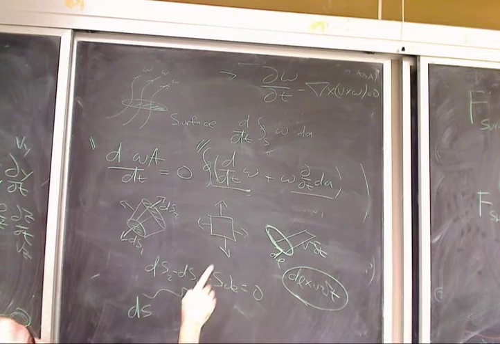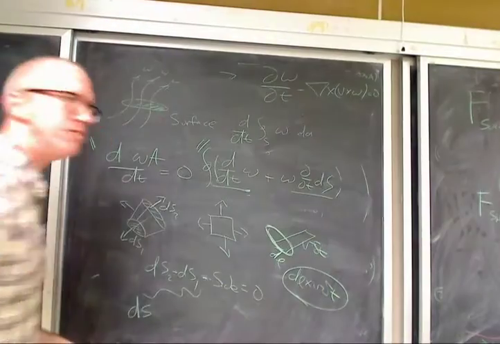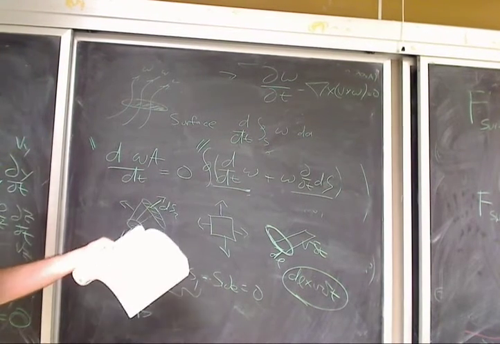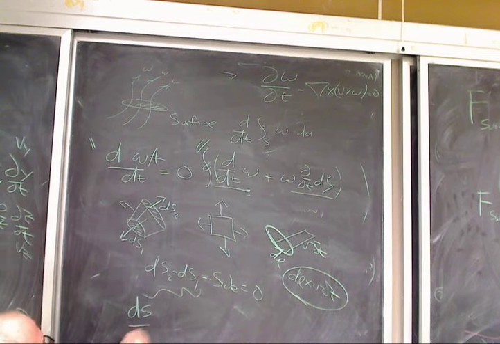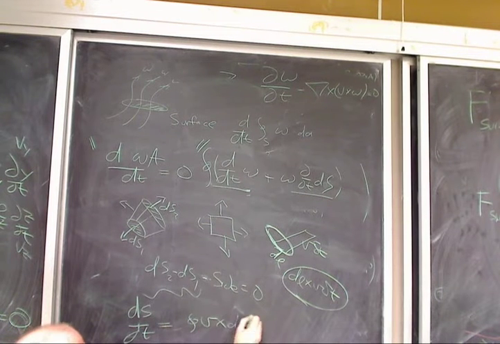dS, oh man, I changed variables on you. I'm sorry. I do that from time to time. I apologize. Keeps you on your toes. That way you've got to be paying attention. dS dt is equal to just, you've got to add them all up, v cross dl.